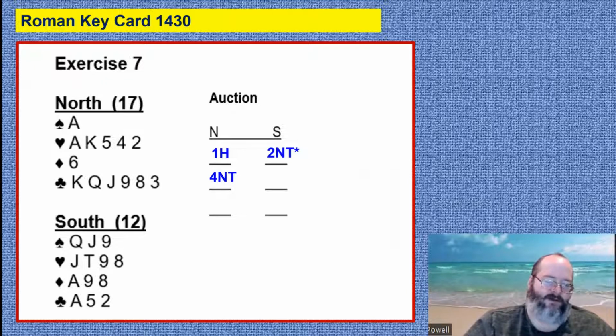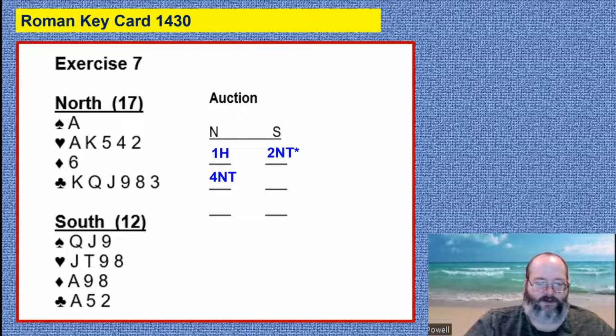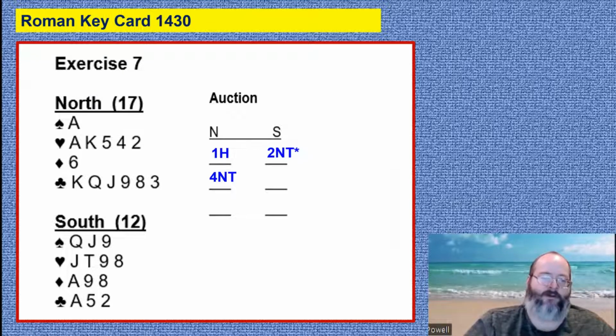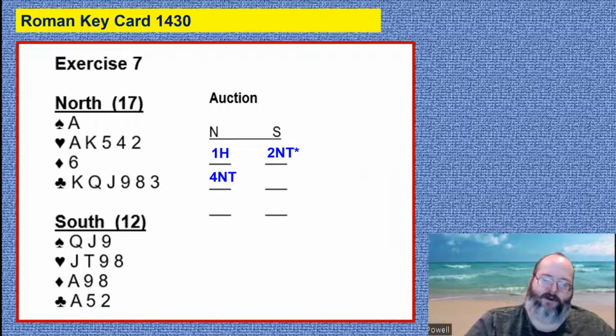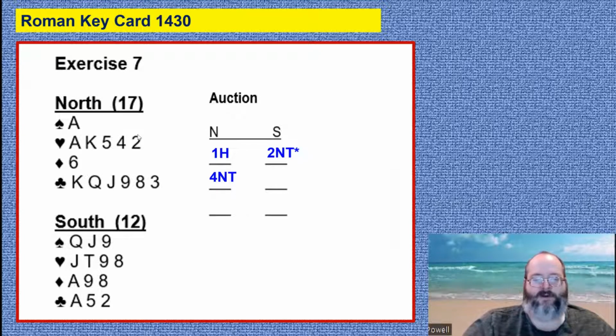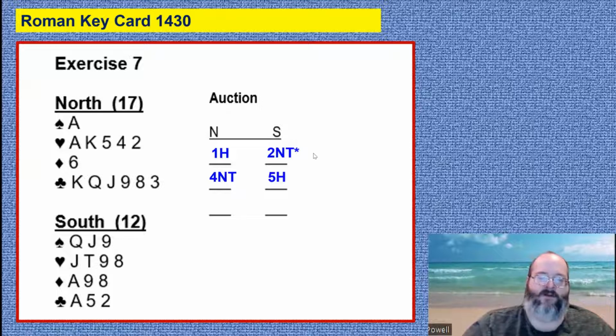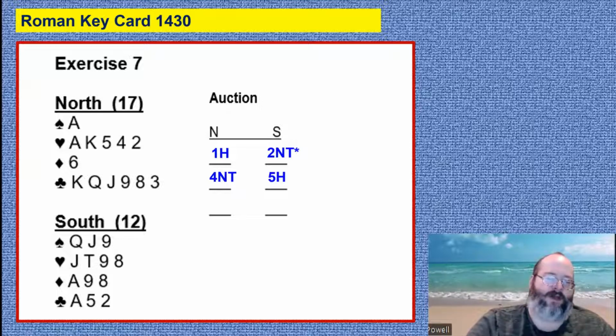Well, ace of clubs, ace of diamonds, right? So that's 2. And when we have 2, we look for the queen of trump. Do we have the queen of trump? No, we do not. So our response here will be 5 hearts, 2 key cards without the queen, right?